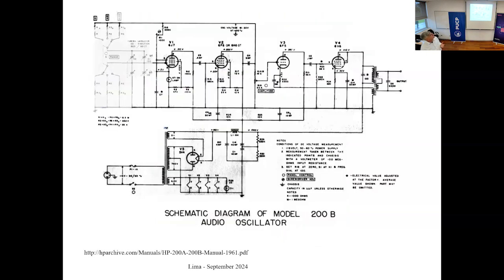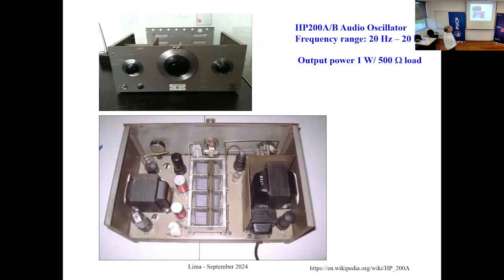They started with vacuum tubes. This is an audio oscillator, which generates frequencies in the audio range from, say, 20 hertz to something like 20 kilohertz. This is a schematic diagram, and this is the box of this component, which was the HP 200A. The other one is 200B. They are similar, with this frequency range, which provides an output power of 1 watt over a 500 ohm load.